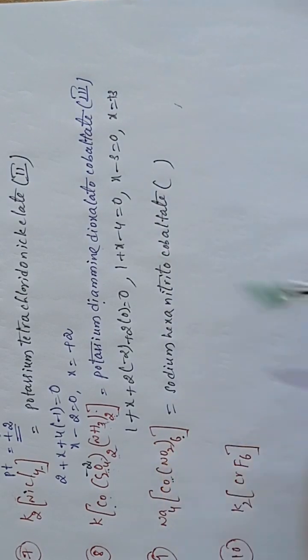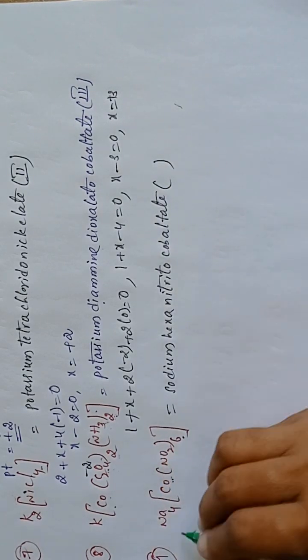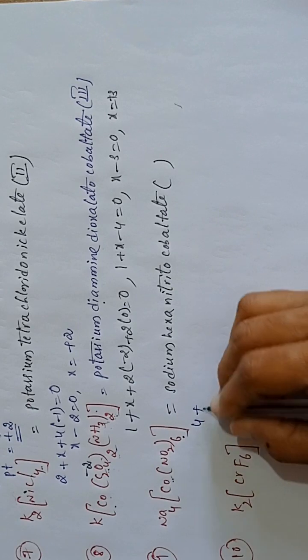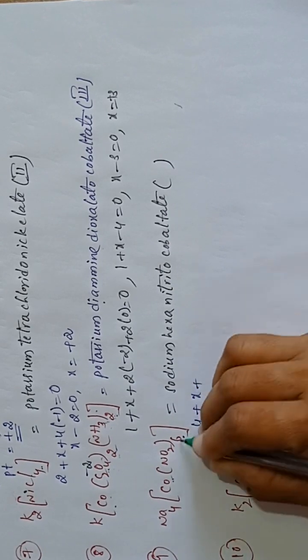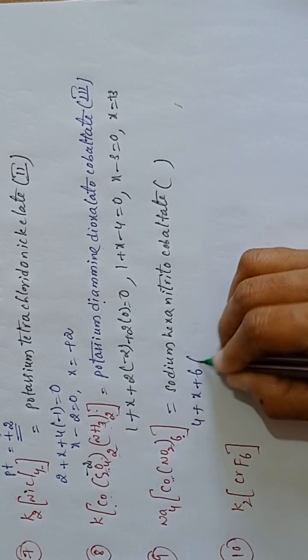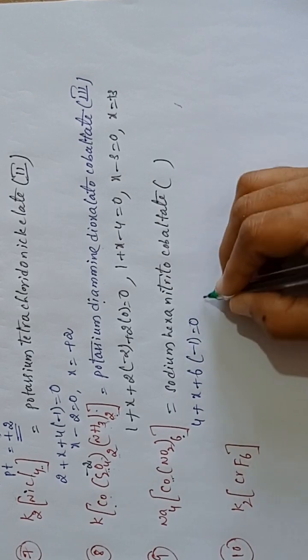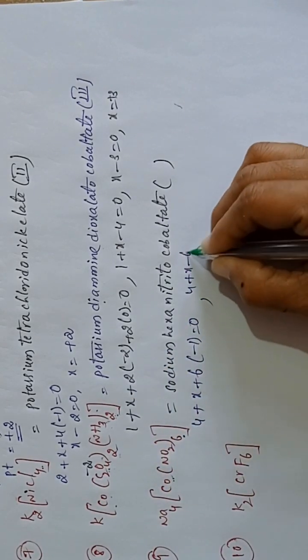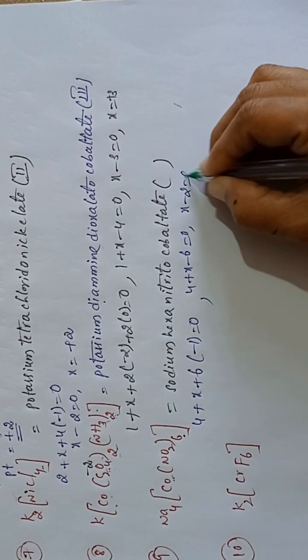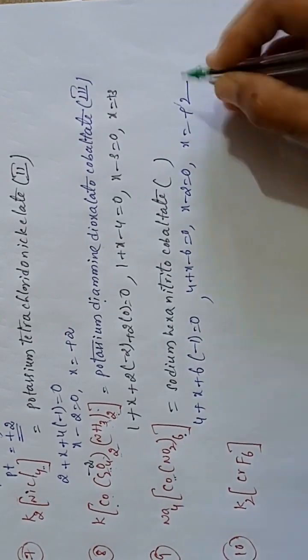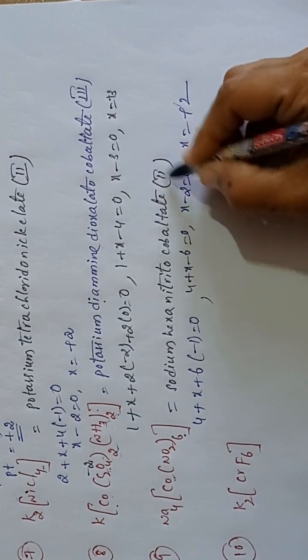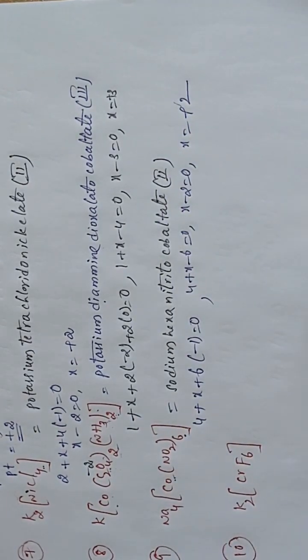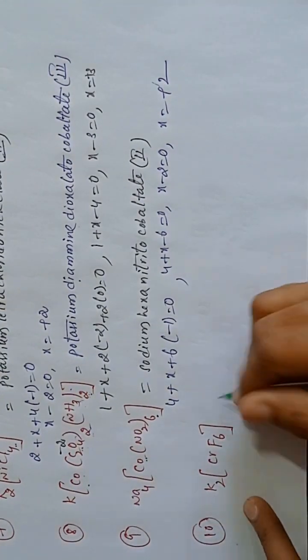And the oxidation number. What is the oxidation number? 4 sodiums are there, 4 into plus 1, 4. Cobalt x. Next, 6 NO2 groups, oxidation number is -1, nitrite. So 4 plus x minus 6 equals 0, x minus 2 equals 0, x is equal to plus 2. So what is the oxidation number? Plus 2. Clear?